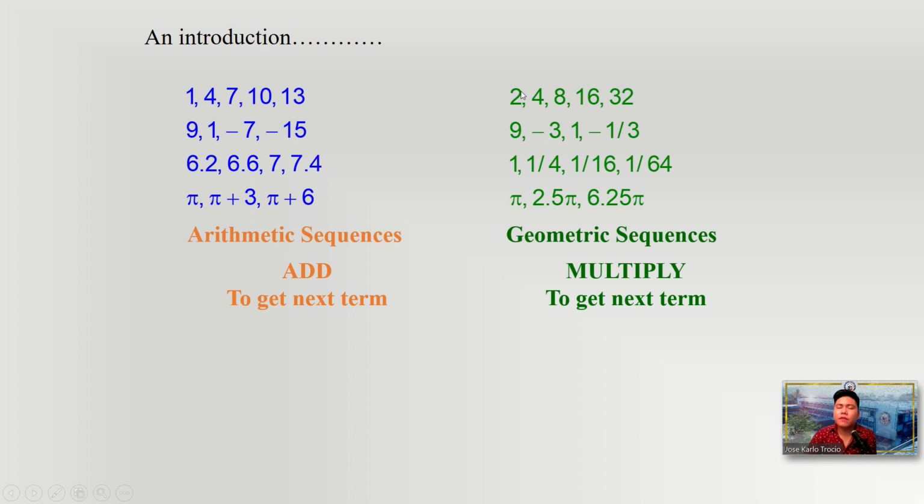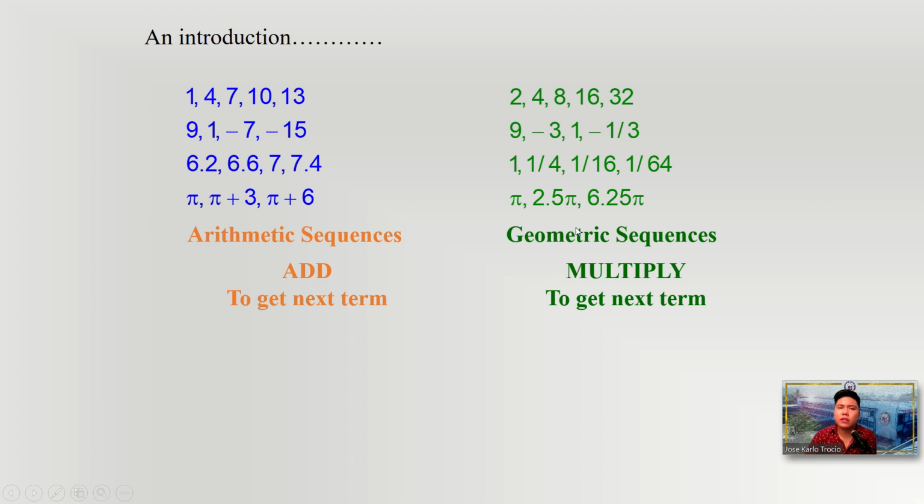If it is multiplication, then the reverse of it is division. So negative 3 divided by 9, so that must be negative 1/3. 1 divided by negative 3, that is negative 1/3. Negative 1/3 divided by 1, that is still negative 1/3. So the common ratio is negative 1/3.